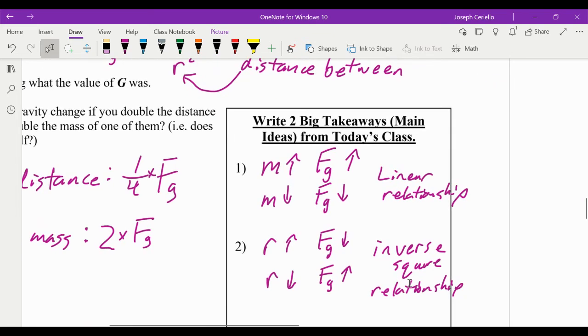So a couple of big takeaways. As mass gets bigger, force of gravity gets bigger. As mass gets smaller, force of gravity gets smaller. That's a linear relationship. And as the distance gets bigger, force of gravity gets smaller. And as the distance gets smaller, the force of gravity gets bigger. That's an inverse square relationship.